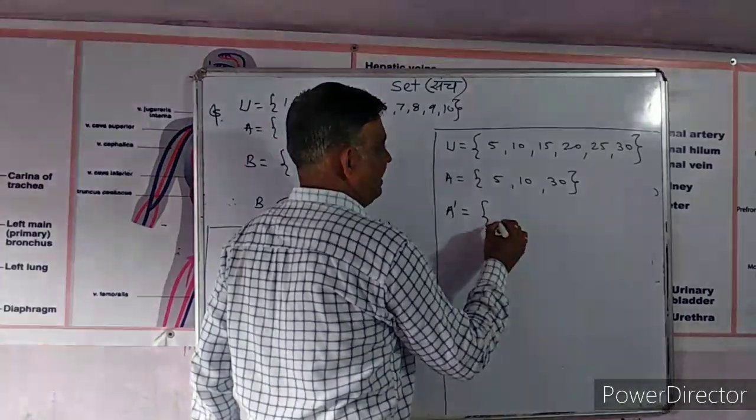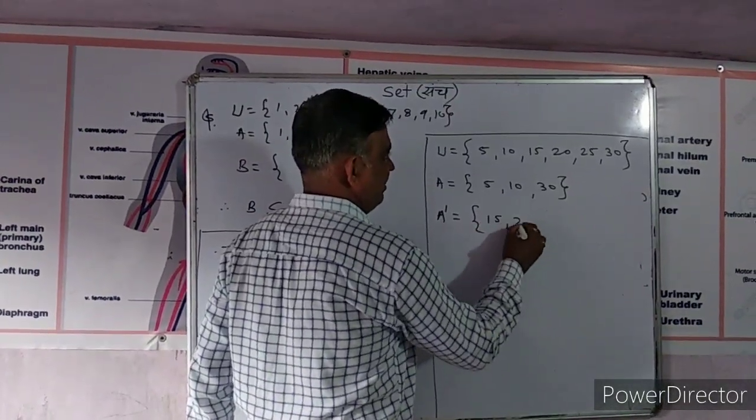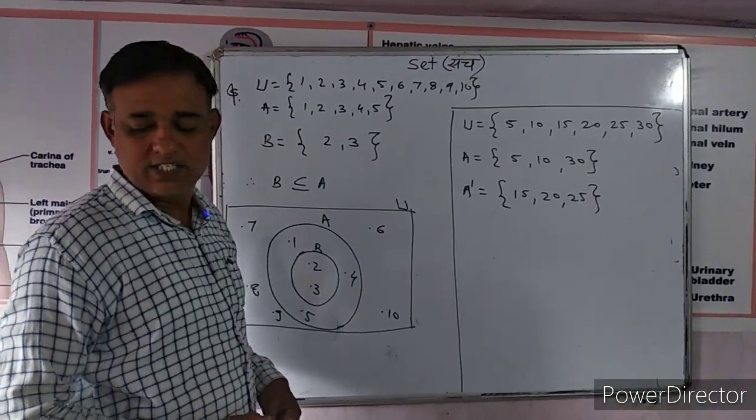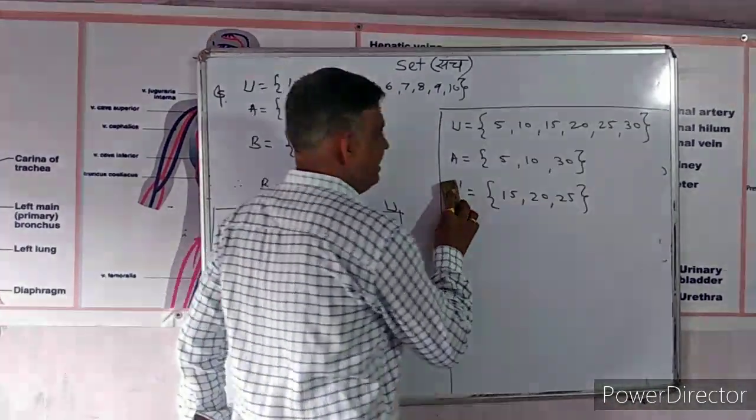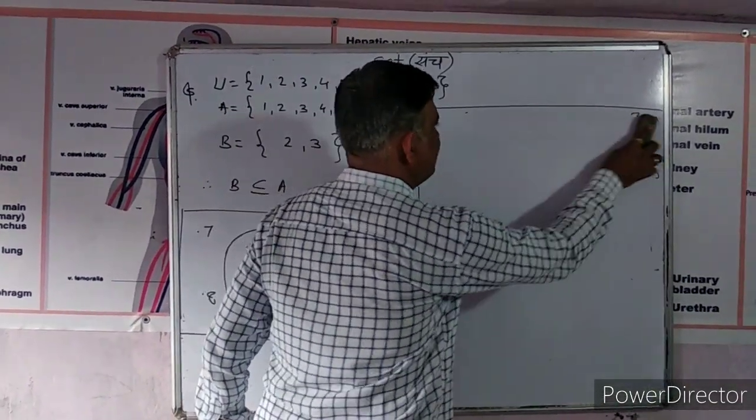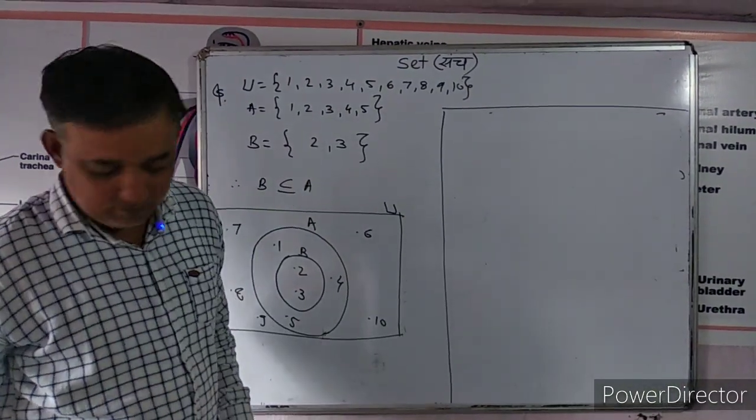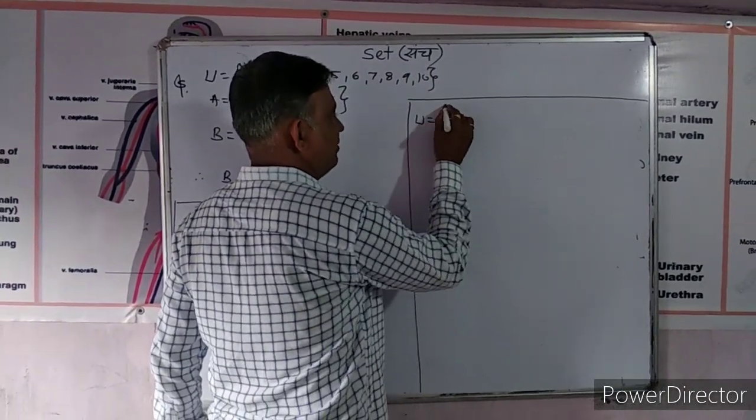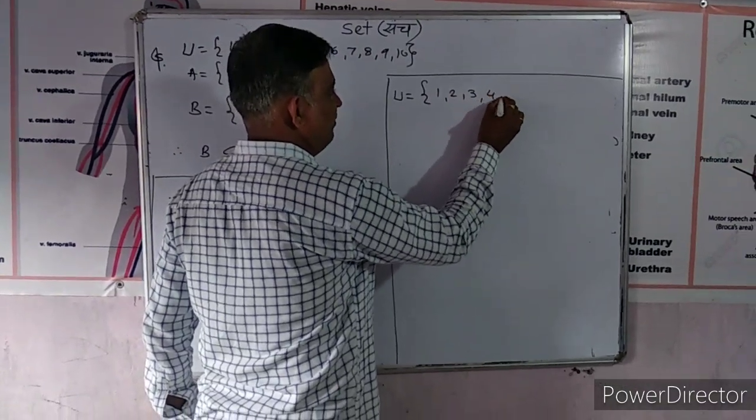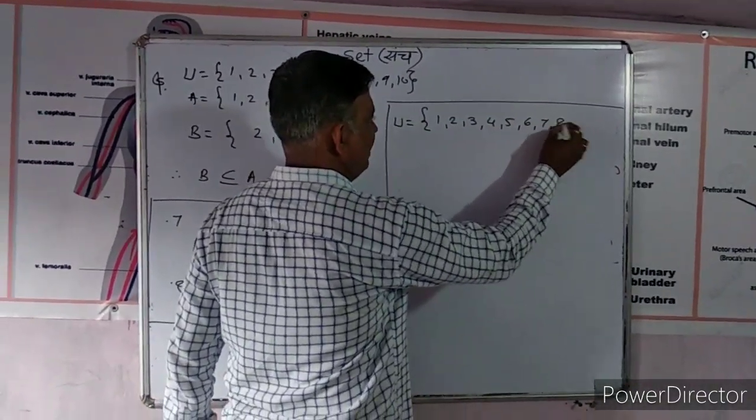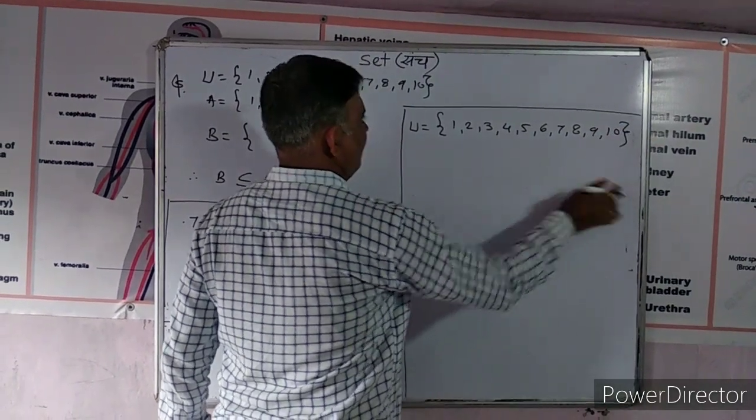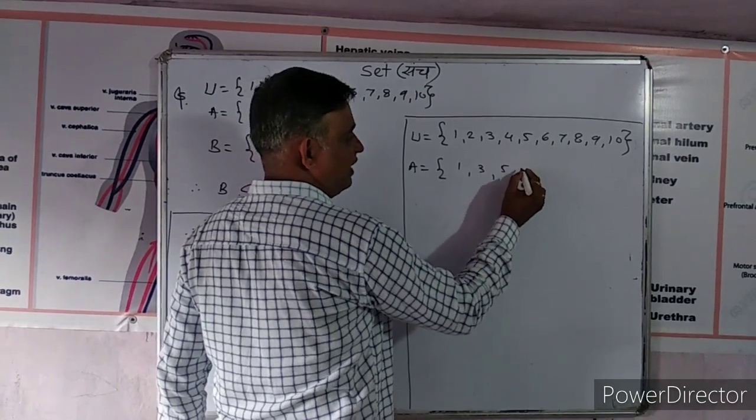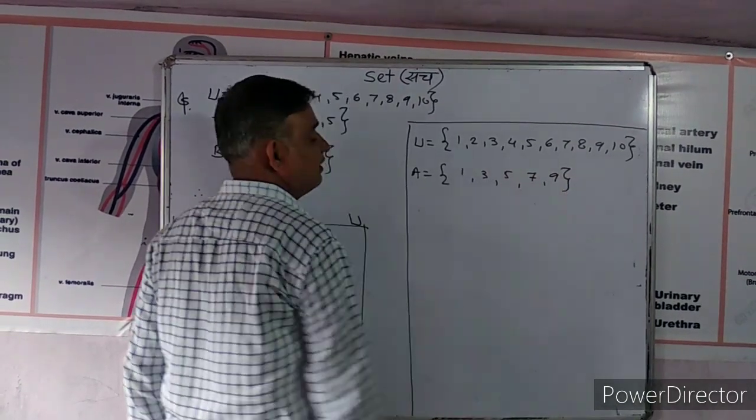If we write A dash, then it is 15, 20, 25. That is A dash. Let us take a similar example of complement set. U is equal to 1, 2, 3, 4, 5, 6, 7, 8, 9, 10. And A is equal to 1, 3, 5, 7, 9.